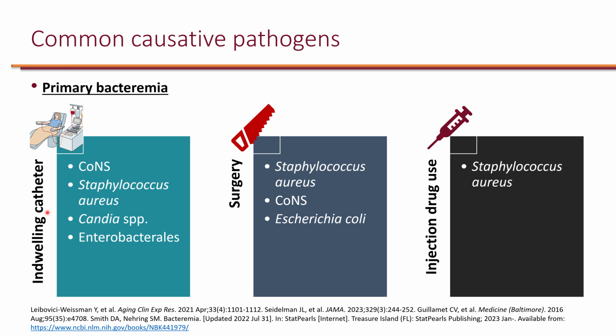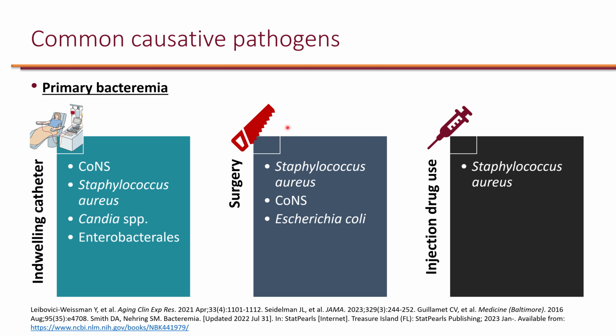Now, the common organisms in indwelling catheter bacteremia are coag-negative staph, Staphylococcus aureus, Candida, which is actually a fungus, and Enterobacterales. So mostly things from the skin. So the skin has staphylococci. So either Staphylococcus aureus or coag-negative. Those are the top two, and which also explains surgery.